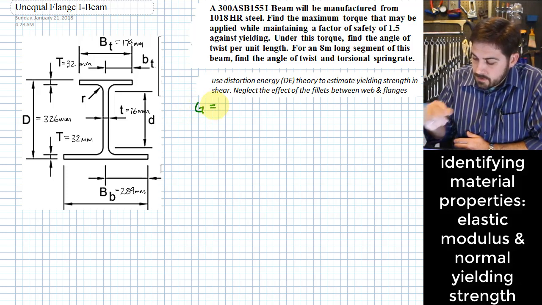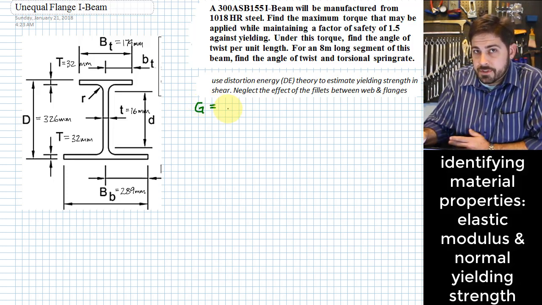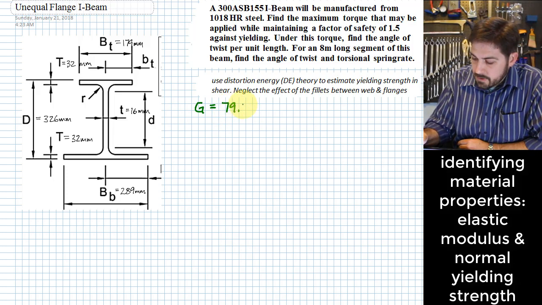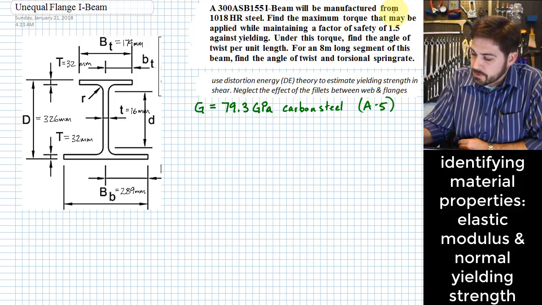Okay. That modulus of rigidity, G, for this material, for all steels in the table in the back of the Shigley book, it says that for carbon steels we have 79.3 gigapascals. This is for carbon steel, and that is in table A5. Okay, so that's one piece of information we can use right there.